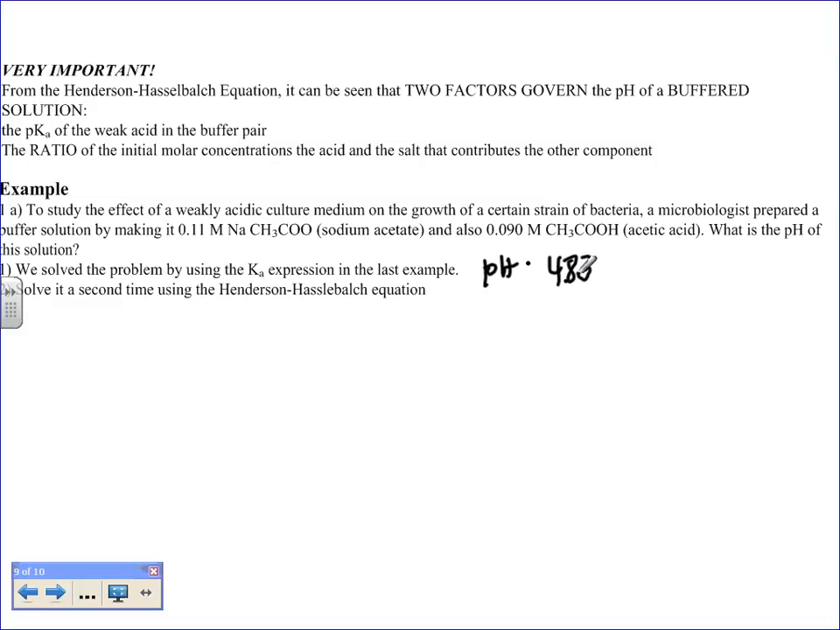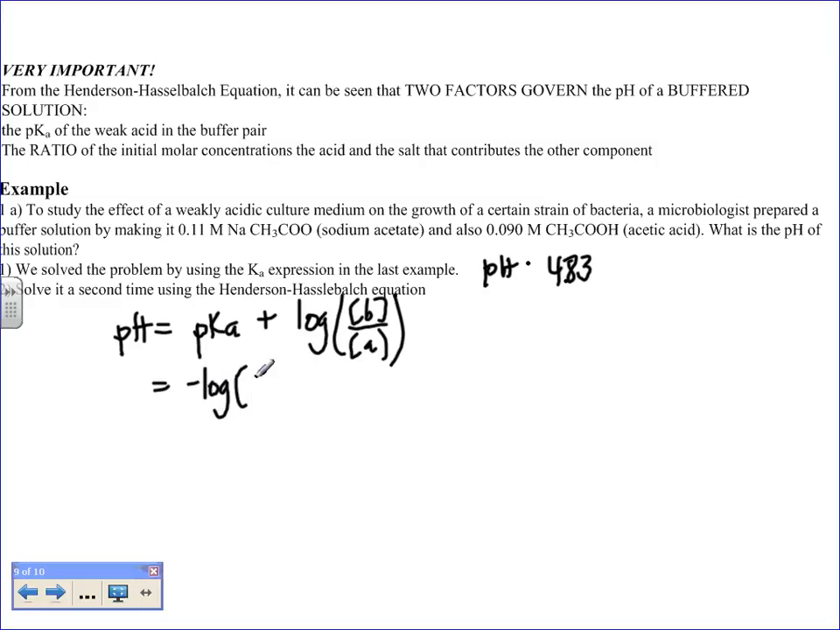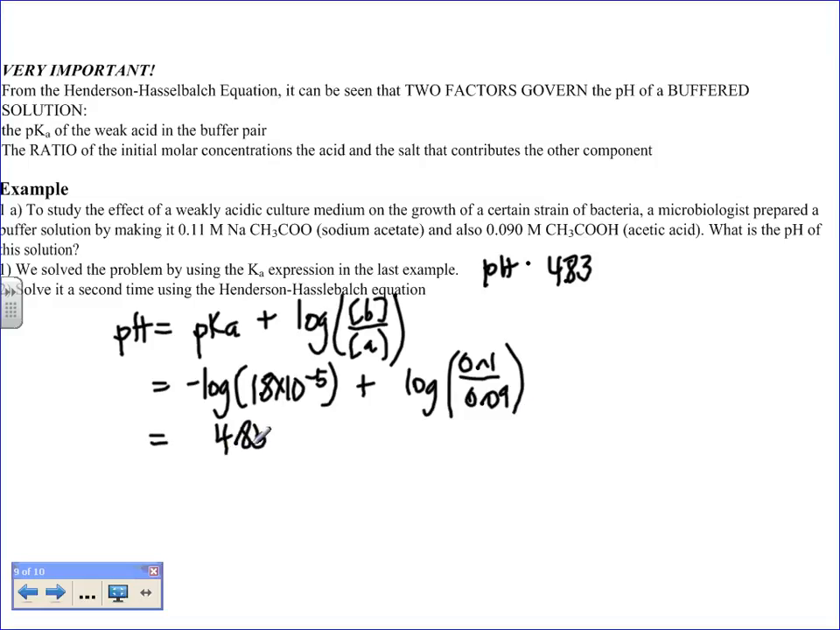If you read the problem and recognize right away that you've got a buffer, you can use the Henderson-Hasselbalch equation, pH equals pKa plus log of the concentration of the base over the concentration of the acid in the pair, in order to calculate the pH. So in this case, you're going to take the negative log of 1.8 times 10 to the negative 5, which is the Ka for the acetic acid, plus the log of 0.11 over 0.09. And you get 4.83, which is the same as before.